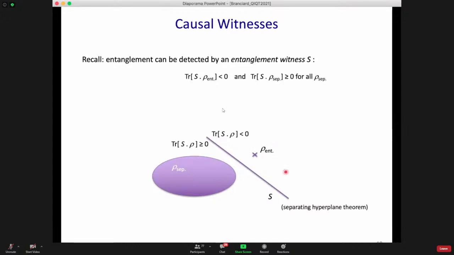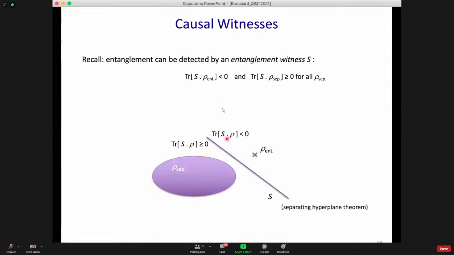Mathematically, this translates into this kind of equation. This hyperplane can be described as an operator S. When you take the trace of the product between this operator and the state that you're looking at, on one side of the hyperplane it gets negative values, and on the other side it gets positive values.